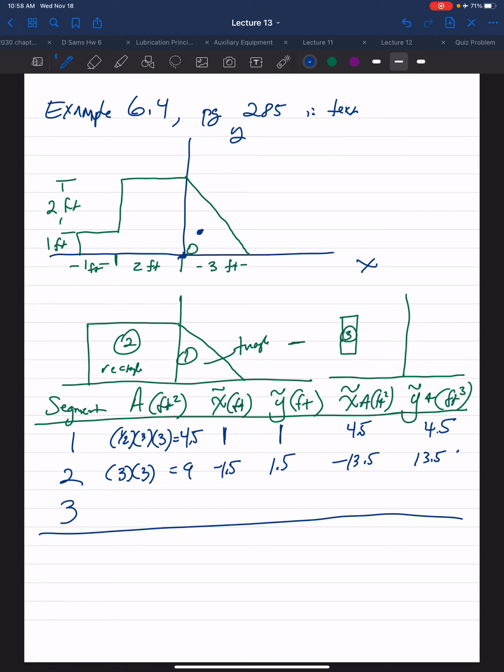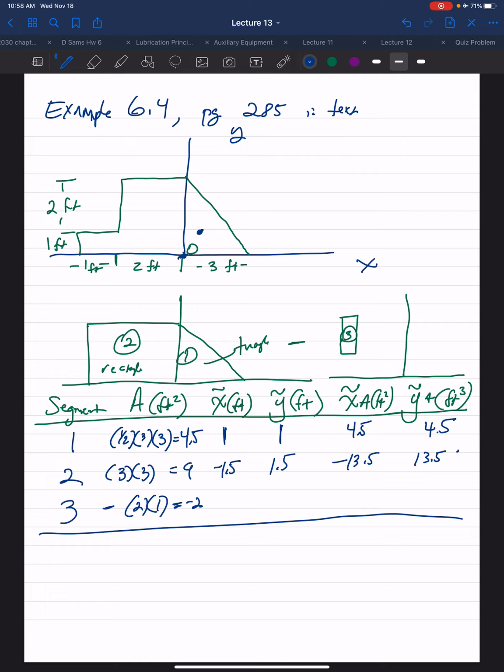Last but not least, segment 3, the rectangle, which we have to subtract out. The area would be 1 foot times 2 feet, but this is negative here because we're subtracting it out. So that's negative 2 square feet. The coordinate in the x direction of the centroid of that would be 2 plus 0.5, half of 1.